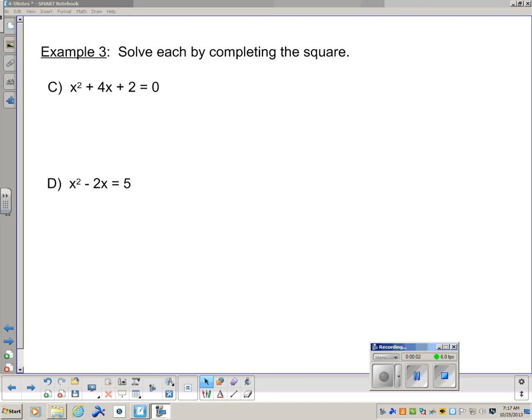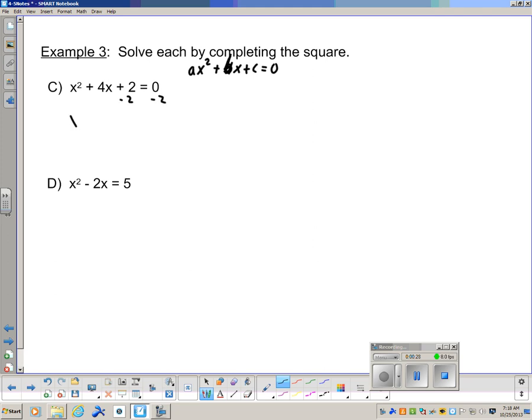All right, so let's make sure you've got completing the square down here. I've got two more examples. Remember, your first step is to get the c term over on the right-hand side, in bx plus c equals 0. We want to get this c term, which in this case is 2, over on the right-hand side. So I'm going to subtract 2 from both sides. I get x squared plus 4x equals negative 2.